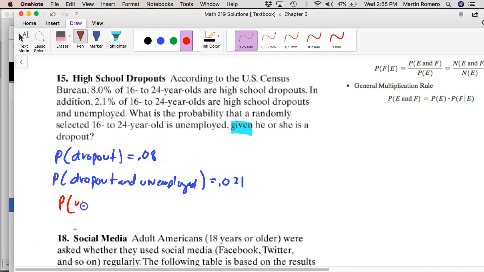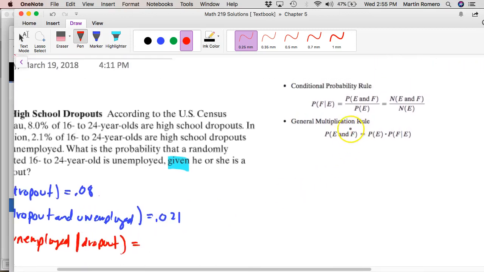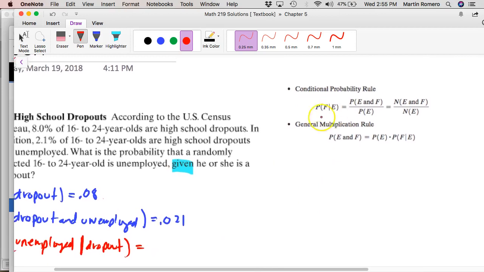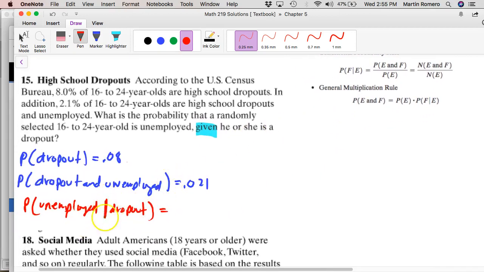And so that becomes the question that we're answering. Unemployed. And here's the notation we use. You've got to use that bar. What's the probability of someone being unemployed given they are a dropout? And so if you look at this, how do we calculate it? We come back to this formula over here. You can see it is the conditional probability. Given is that condition. We're putting a condition on the population. Instead of everyone, we only care about the dropouts. So what's the probability of being unemployed given that they're a dropout?